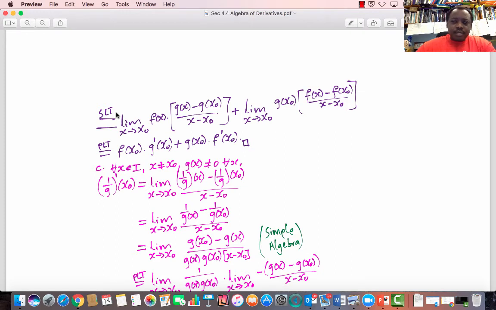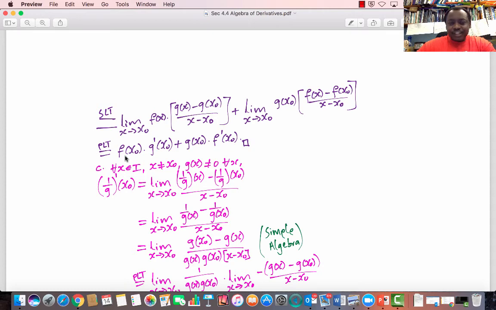Therefore, by the product limit theorem or the product property, f of x naught times g is differentiable at x naught, so the limit of all of these is just g prime at x naught. And over here, this simply gives me g of x naught times, since f is differentiable at x naught, f prime at x naught. And that is exactly what I was trying to prove.